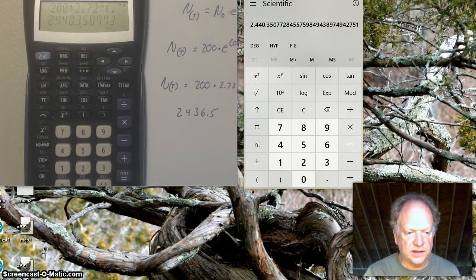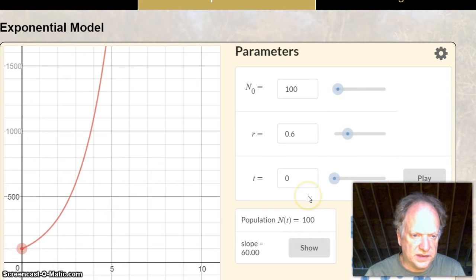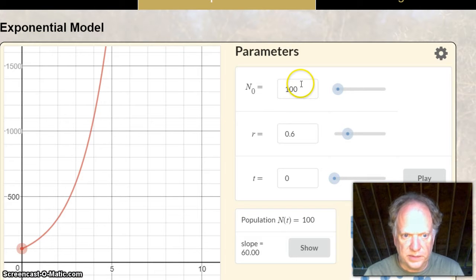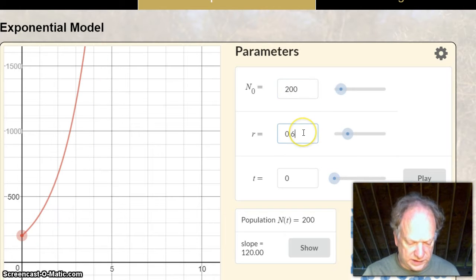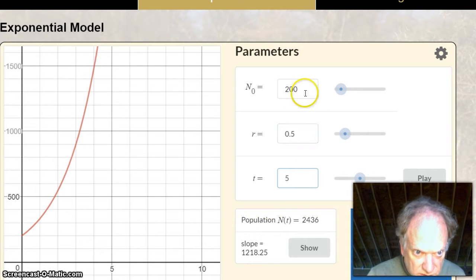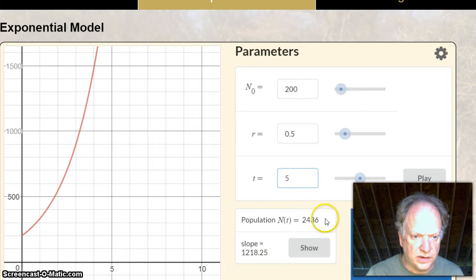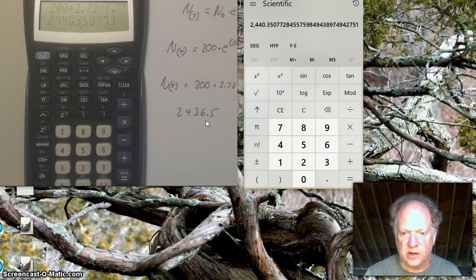Okay? And lastly, let's compare it to what we would have seen if we did it on the graph. We'll open this up. We're going to set our starting population at 200. We want to raise the population growth to 0.5, and let's set time to 5 years, and you can see that we have, there it is, the population 2436. And if I pull this down, you can see that was the number that I had recorded here by using the natural log on my keyboard.